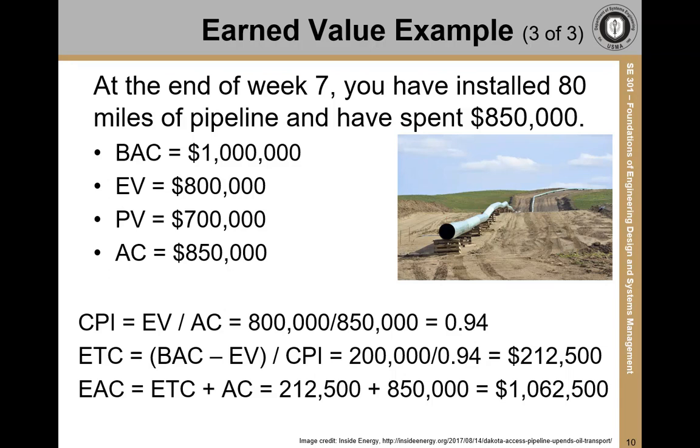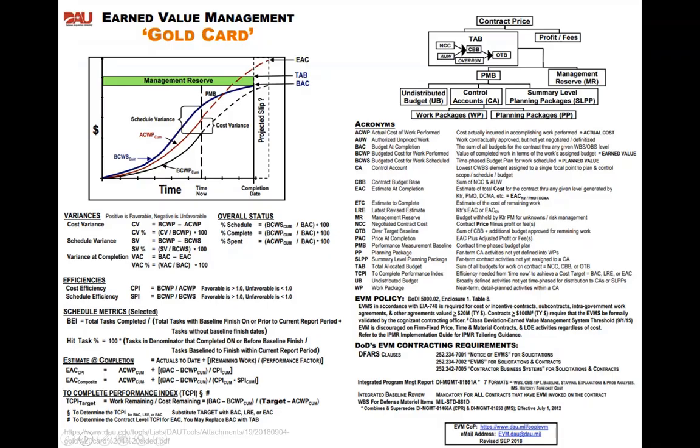This has been an introduction to earned value management, and there's actually a lot more to it. This is the Earned Value Management Gold Card, a reference from the Defense Acquisition University for program managers to use when measuring progress of contracts for the government. Earned value management is actually required for contracts over $20 million. And so this is a real-world example of the application of what we've just shown you.